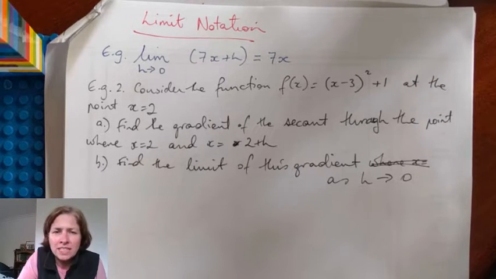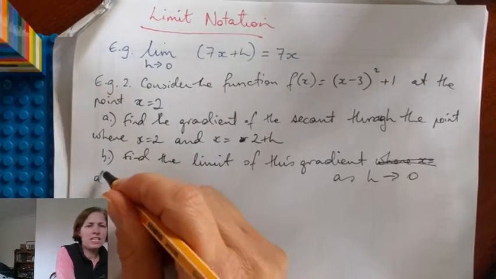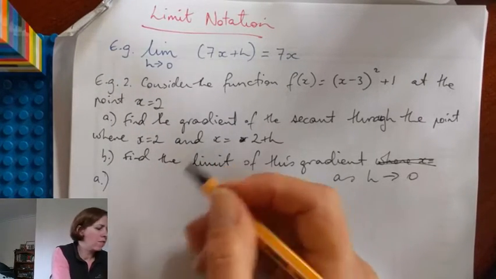What that's going to do is give me something which will be the gradient of this function at the point where x equals 2. So I'm going to take those two steps separately. So the first step A, all I need to do is find the gradient of the secant.